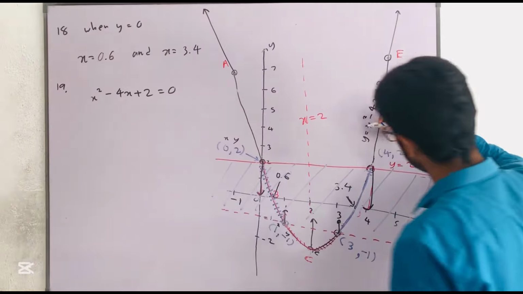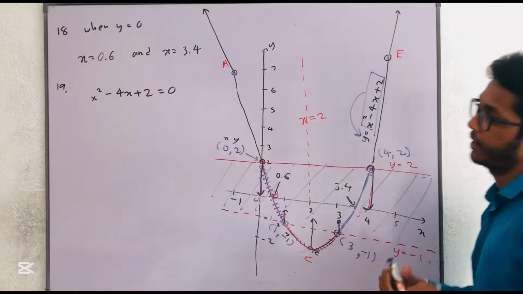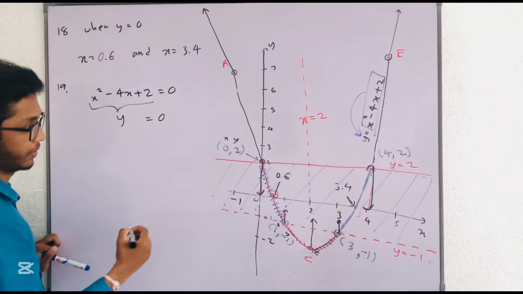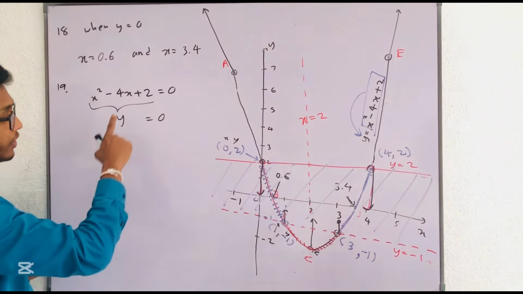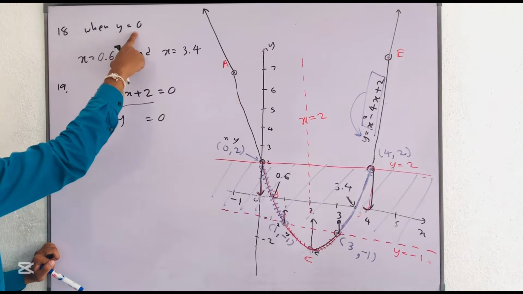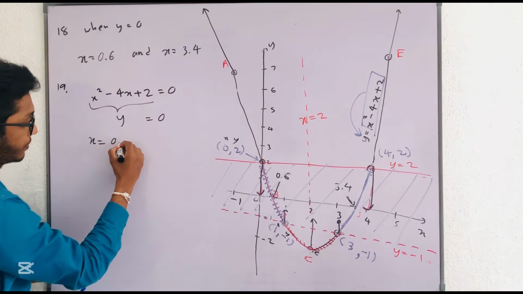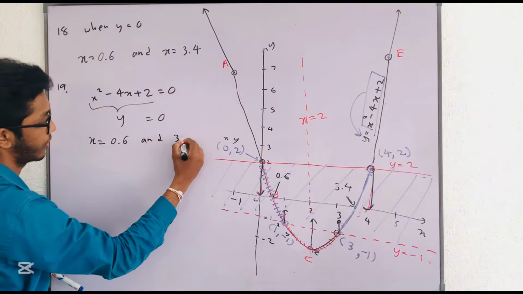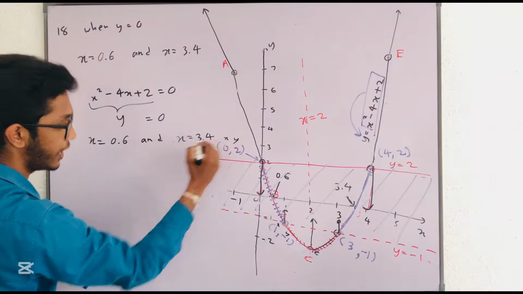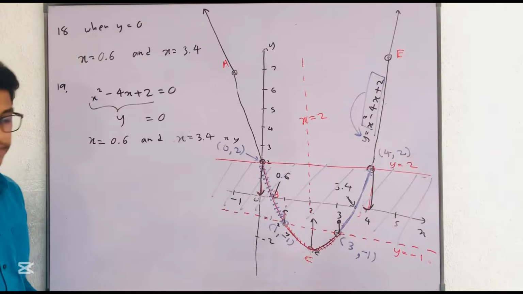That means y. So here, they have written y value equal to 0 in this graph. In the previous part we wrote, when y equals 0, what are the x values? When y equals 0, the x values are 0.6 and 3.4. So those are the roots of this equation. Those are the solutions for x for this equation, 0.6 and 3.4.